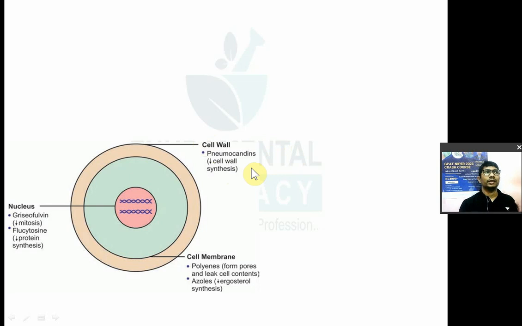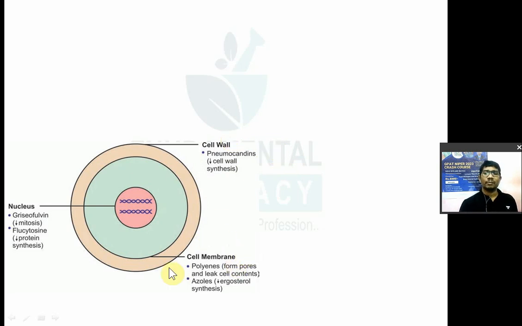Pneumocandins like capsofungin and all that. These drugs inhibit the synthesis of the cell wall. Pneumocandins or capsofungins inhibit cell wall synthesis by inhibiting the formation of beta glucan, which is an important component of the cell wall. So, cell wall synthesis inhibitor: pneumocandins.